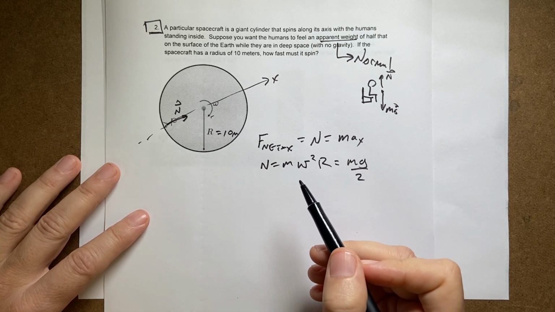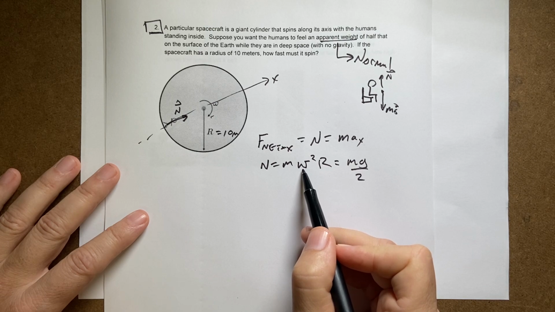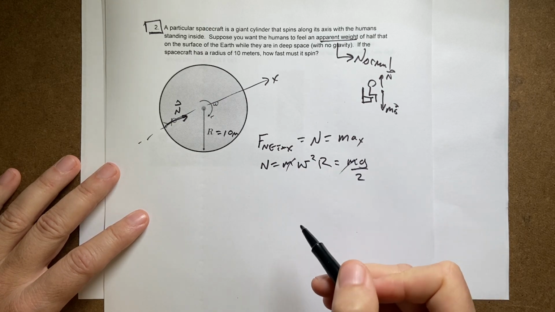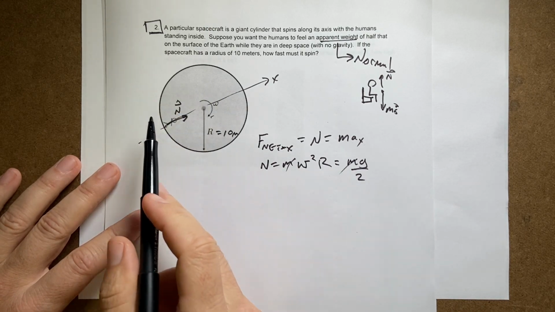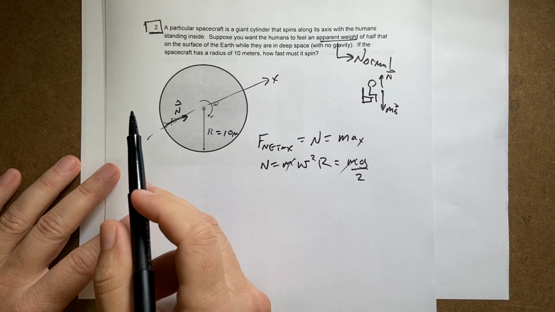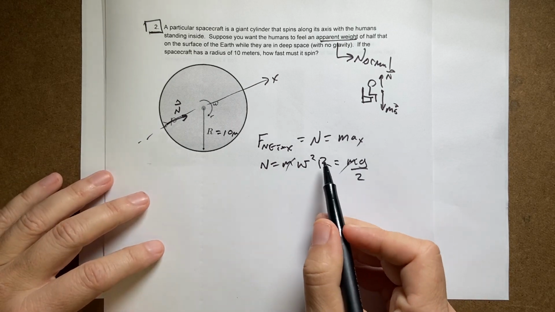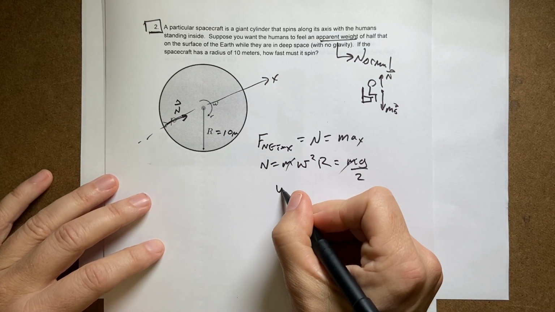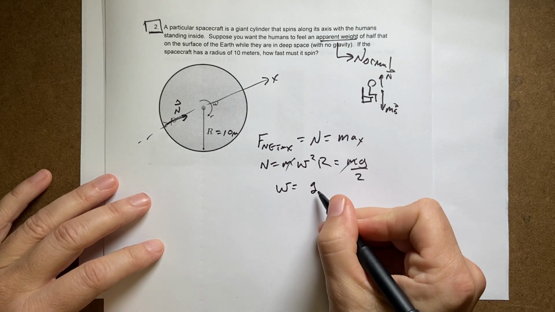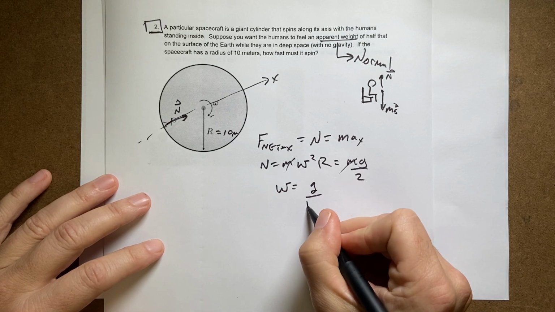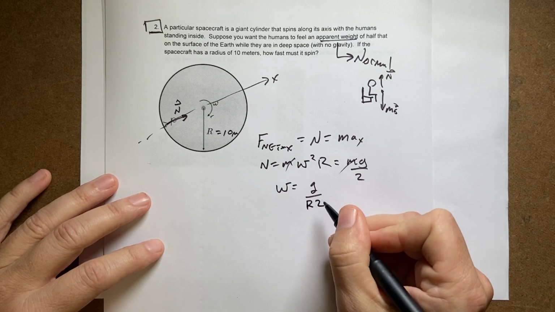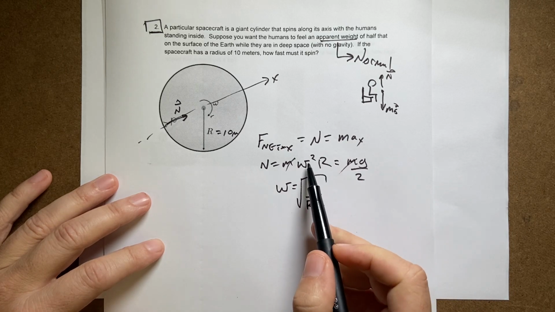So now I just need to solve for omega. So the masses cancel, which is good because that means it doesn't matter what kind of spaceship I'm in or what kind of humans are in the spaceship. They have the same apparent weight, apparent feeling. And I can just solve for omega. So omega is going to be the square root of g over 2r.